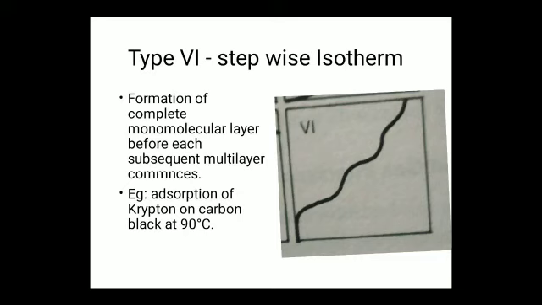The most common of these equations are the Freundlich absorption equation, the Langmuir absorption equation and the Brunauer-Emmett-Teller absorption equations. These are the different types of absorption isotherms and their types.